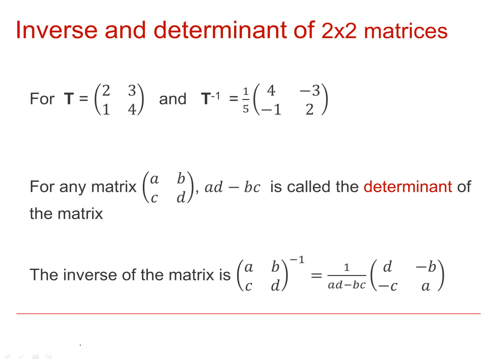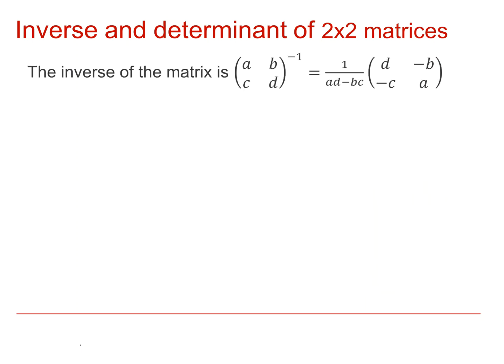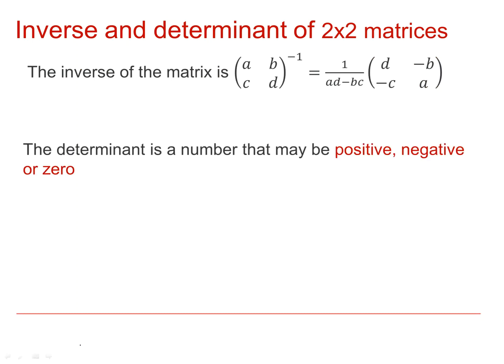It's also an interesting exercise which you can try to find the inverse of the general matrix using the simultaneous equations method from the last video. But for the exam, you just need to remember this formula. The determinant of a matrix is just a number, and that number might be positive, negative, or 0.